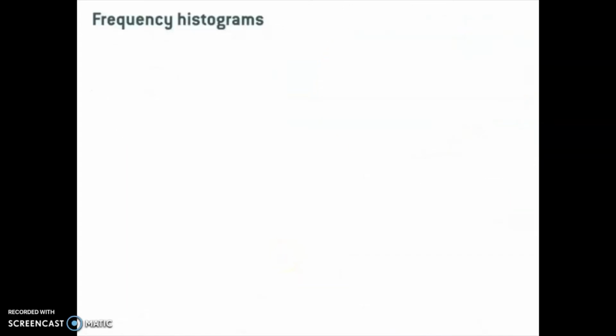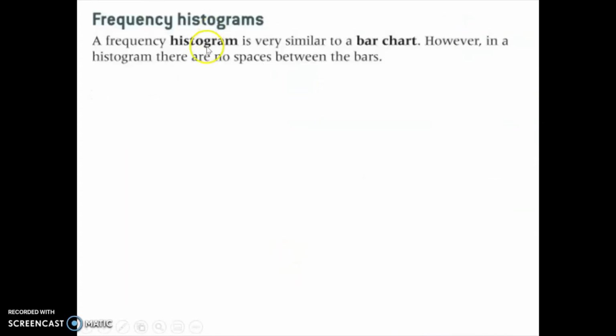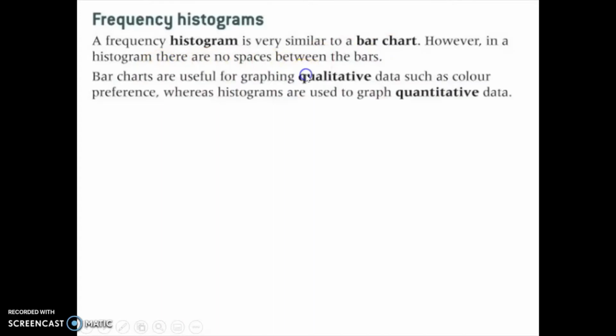All right, so frequency histograms. A frequency histogram is very similar to a bar chart. However, in a histogram, there are no spaces between the bars. Let's take a look at that in just a moment. Bar charts are useful for graphing qualitative data, such as color preference, whereas histograms are used for quantitative data.